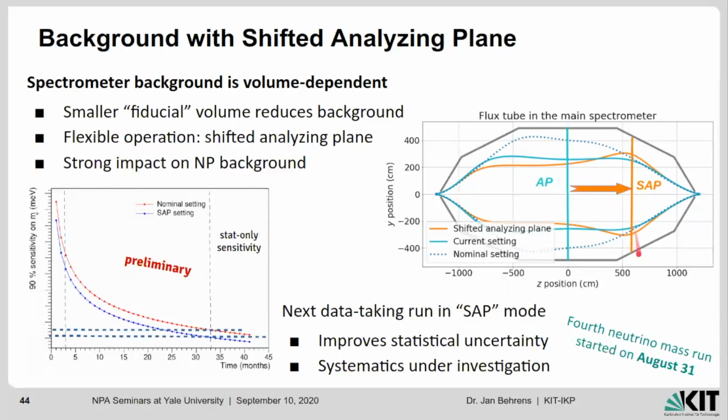And the reason why this makes a difference is that our spectrometer background is volume dependent. And the volume that matters is the volume between the detector and the analyzing plane. So by shifting the analyzing plane to the detector, we can reduce the volume where background is generated and reaches the detector. And this strongly improves our background contribution, and especially has a strong impact on this non-Poisson background, which is also currently a dominating systematic.